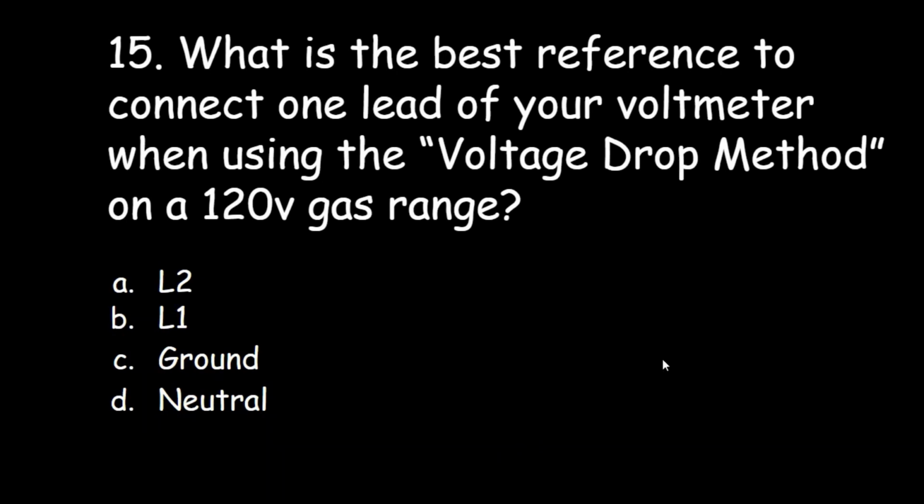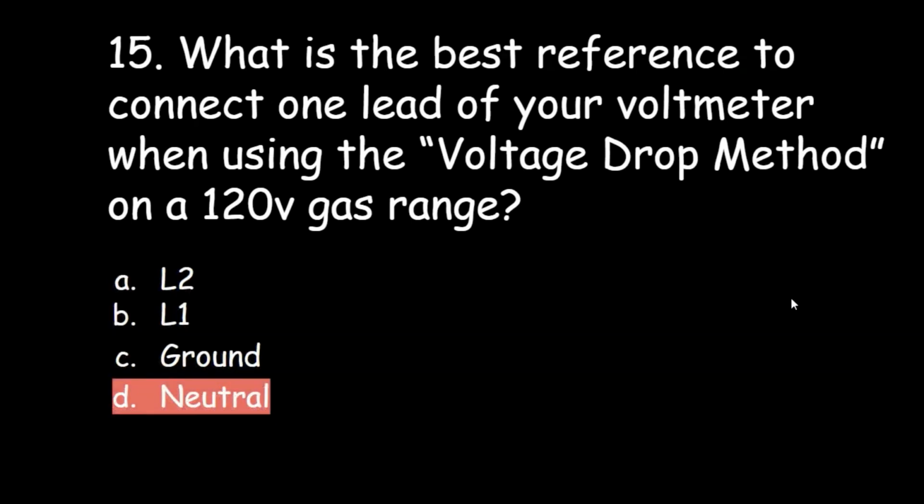Number 15. What is the best reference to connect one lead of your multimeter to when using the voltage drop method on a 120 volt gas range? L2, L1, ground, or neutral? The answer is neutral. On a 120 volt appliance, typically you're not even going to have an L2, and neutral is going to be your return path. You never want a reference to ground.